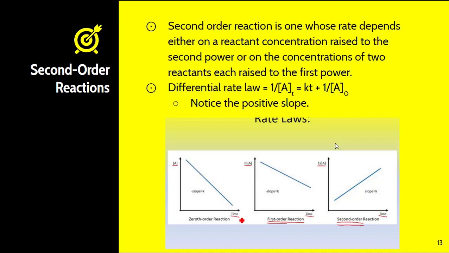We want to make sure that the line that we're looking at is linear. And in order to do that, we either need to take the natural log if it is first order, or take 1 over the concentration if it is a second order reaction. Note the positive slope as well.